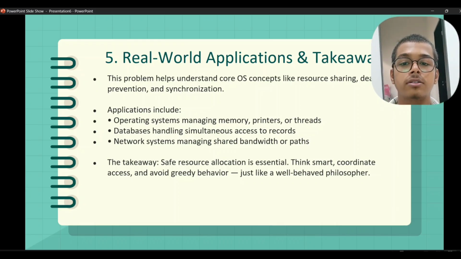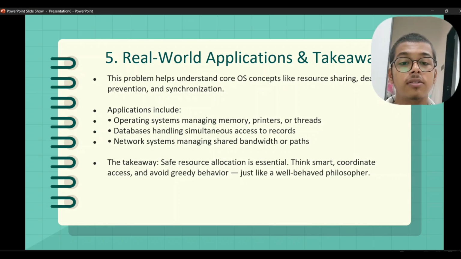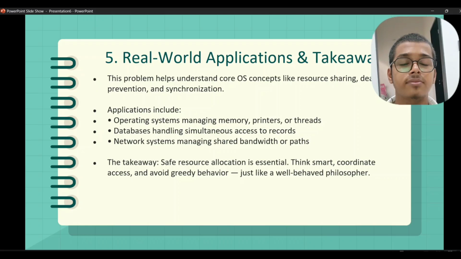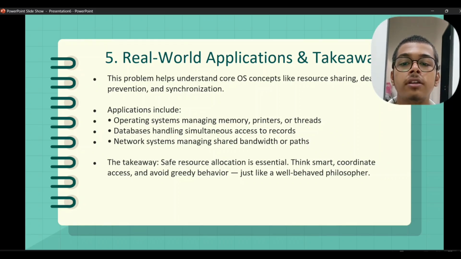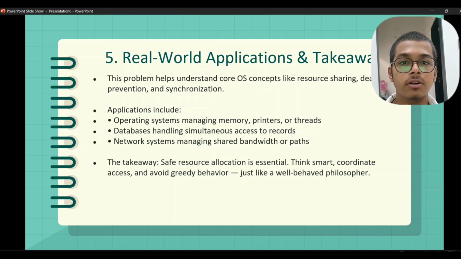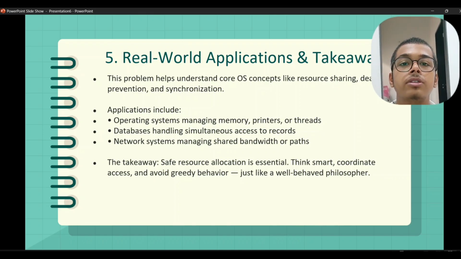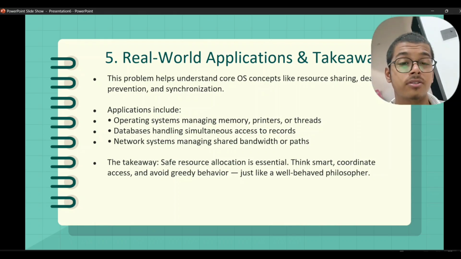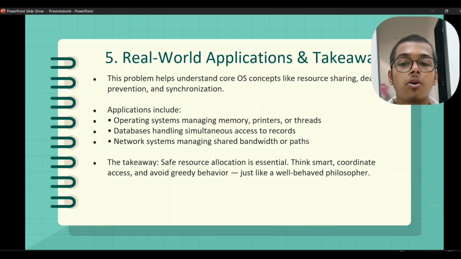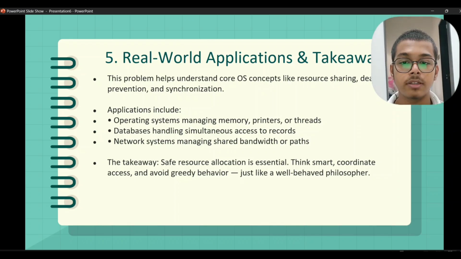handling all the commands. Now database handling, simultaneous access to records. Suppose we know that airlines use common databases, so they need concurrent or simultaneous access to records. That's why the dining philosopher problem plays an important role, which helps to synchronize the system and share resources in a shared manner. Next, network systems managing shared bandwidth or paths. We also use the internet. We can access the internet concurrently, with many users across the world simultaneously.